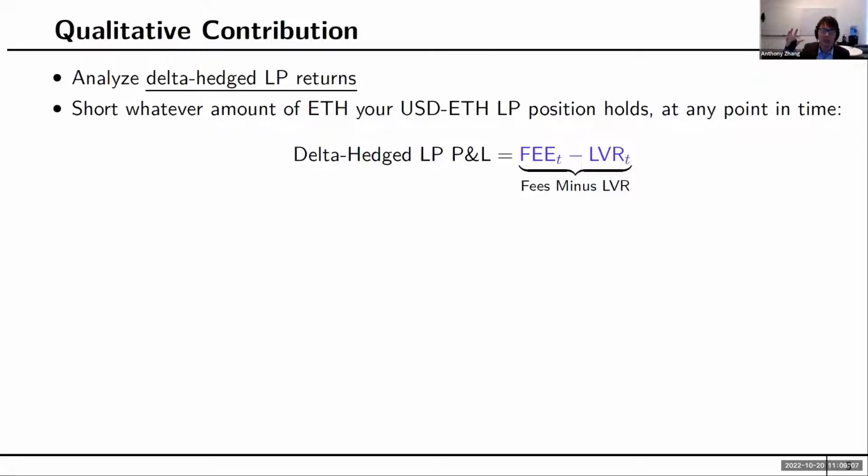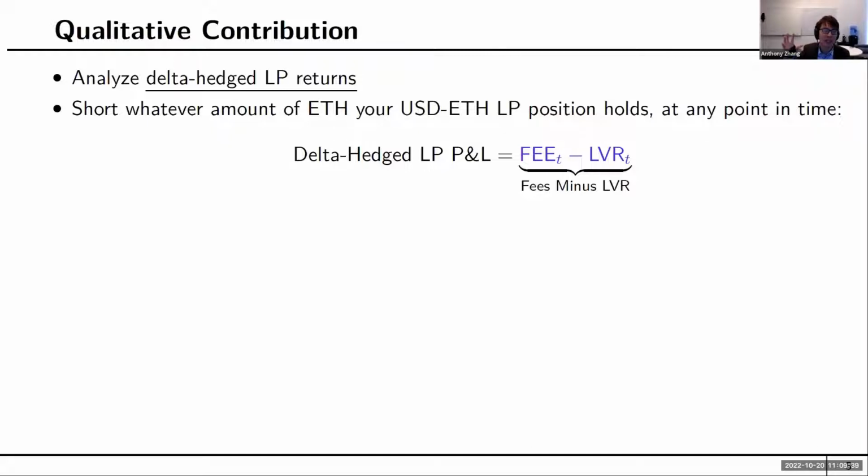Well, let's consider a strategy which delta hedges the LP position. However much Ethereum your pool is holding at any given point in time, let's short that much Ethereum. This is interesting because once you do that, you eliminate the market risk component of the LP's returns. If you hold an LP position, you're long Ethereum, and whenever Ethereum prices move, your pool value is going to change.